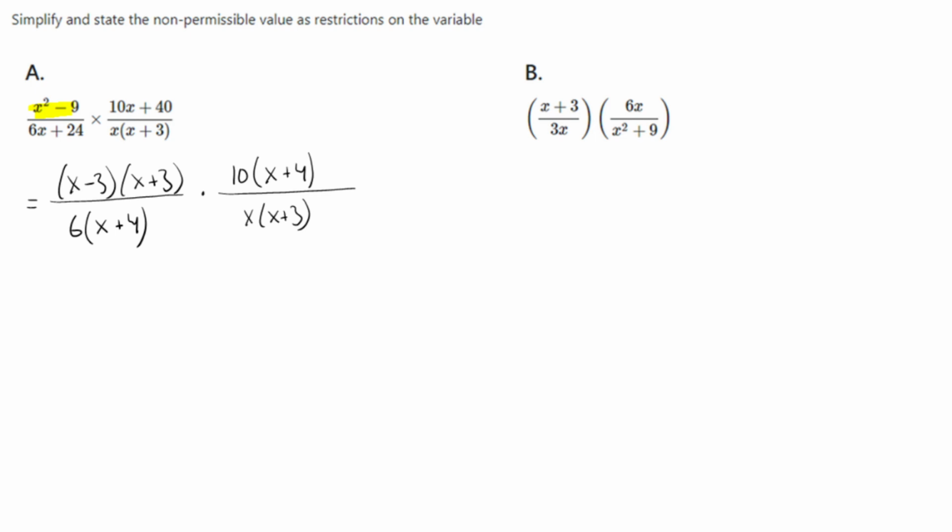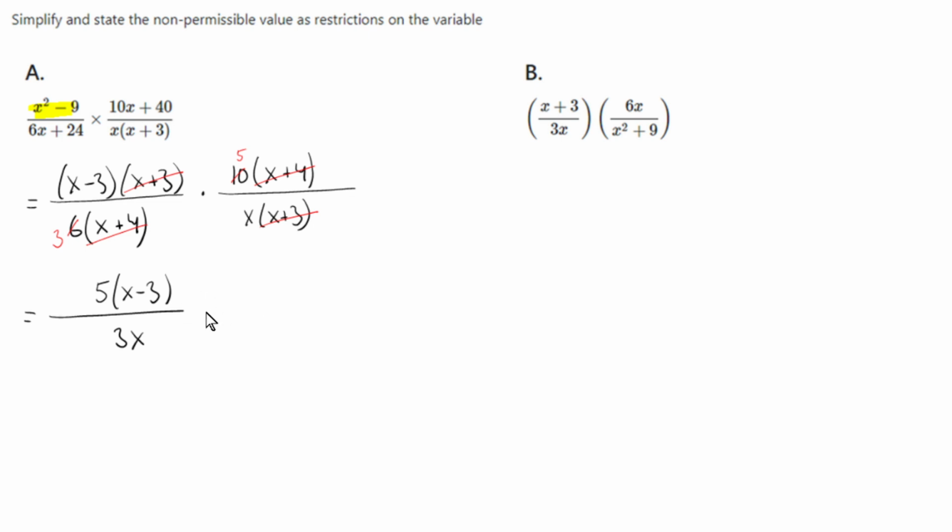And now we see that the x plus 4s will cancel, the x plus 3s will cancel, and then the 6 can be divided by 2, leaving us with 3. The 10 can be divided by 2, leaving us with 5. So now in the numerator we have 5 times x minus 3 left, and in the denominator we have 3x left.